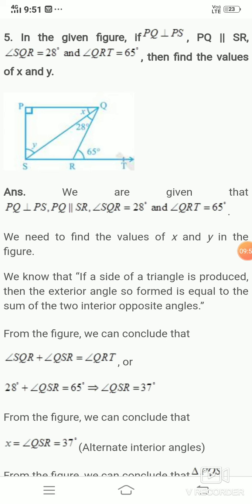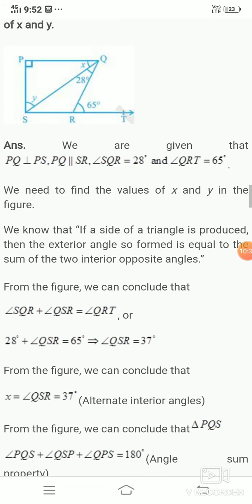In the triangle SQR, we can find the angle S, that is QSR or RSQ. If you have this idea, automatically we can find the X value. Why? PQ and SR are parallel, no? So alternate interior angles are equal, right? If you have the X value, then in the triangle PQS we know one angle at P, it's 90 degrees, given. So using the angle sum property we can find the third value, that is Y. So this is the idea to solve this problem.